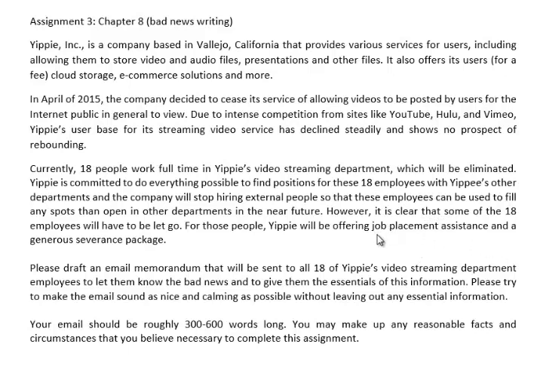and they will also be offering job placement assistance for people who will not be able to hang on with the company. Your job, not an easy job, but a job that hopefully you'll be able to do based on this course and the discussions that we had before, is to draft an email memorandum. This is a memo, remember, not a letter, that will be sent to all 18 of them. There's no reason to distinguish between any of the recipients like we did in the previous assignments, letting them know the bad news and giving them the essentials of the information. Please make the email sound as nice and calming as possible, and you can make up any reasonable facts and circumstances you believe necessary to complete this assignment.